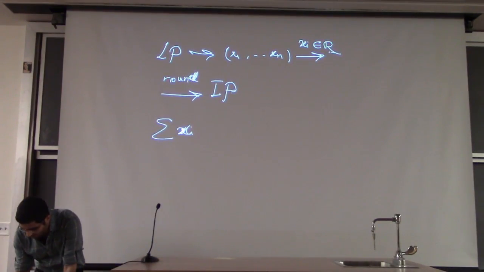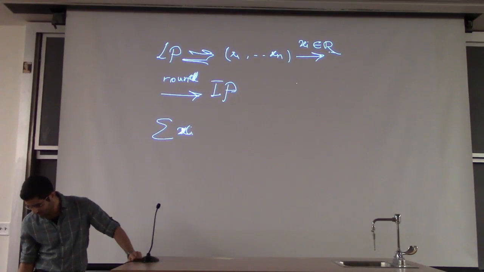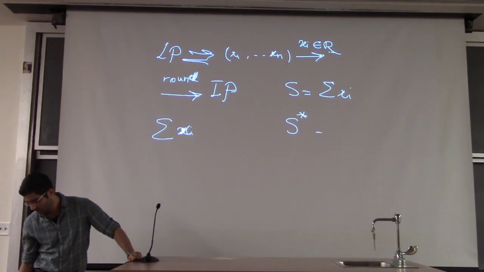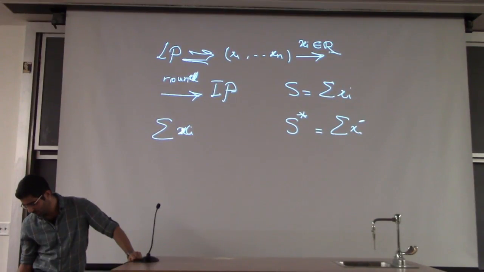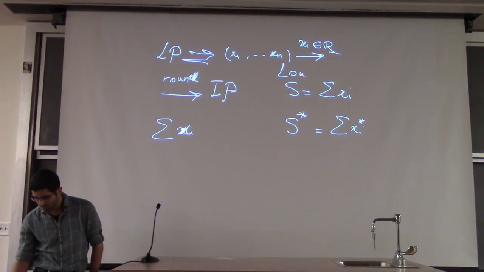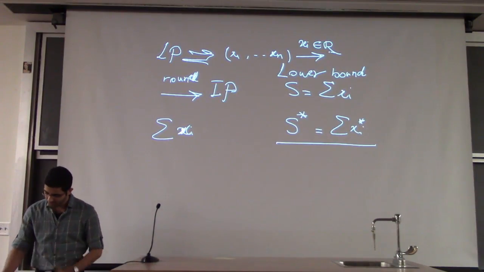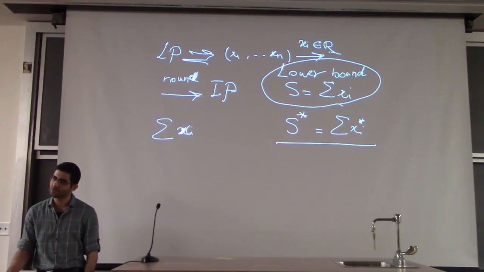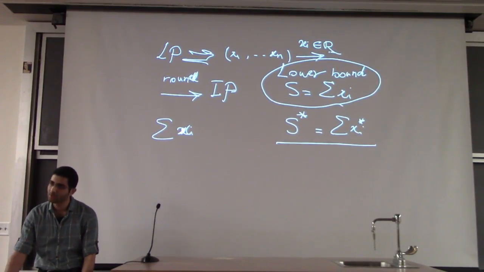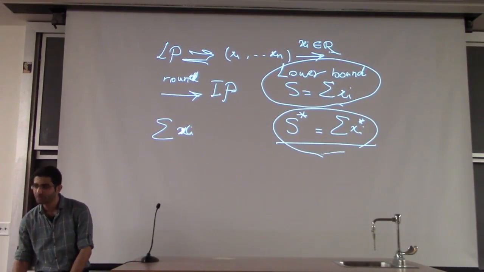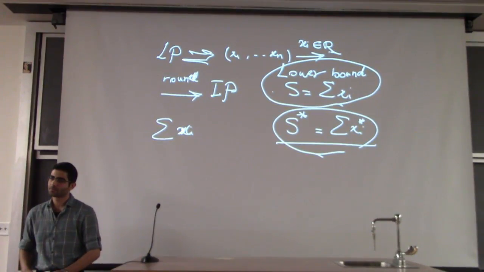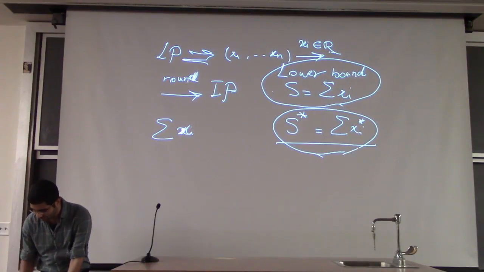So we have the lower bound. Let's say the solution for LP is S, which is sigma xi, but now we have sigma xi star, which is S star. So this is the lower bound, and this is the IP solution. As you remember, the first step was getting the lower bound. The second step is finding an algorithm that gives an approximated answer based on this lower bound. So we want to see how far is that from the lower bound. So how far is that?